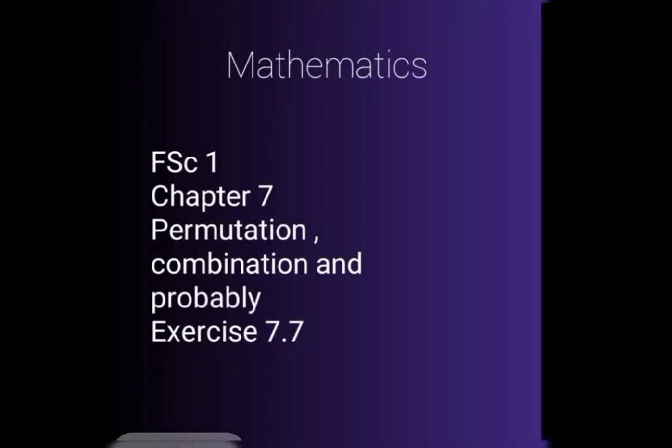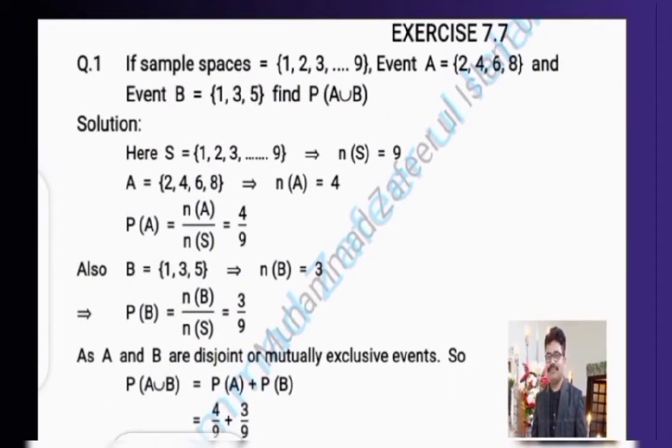Mathematics FSc 1, Chapter 7. Chapter name is Permutation, Combination, Probability. Exercise 7.7. The topic which is going to be taught by me is helpful for statistics students also, so please share it with others.